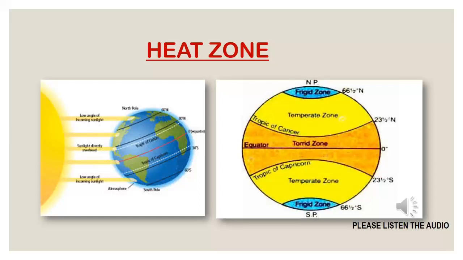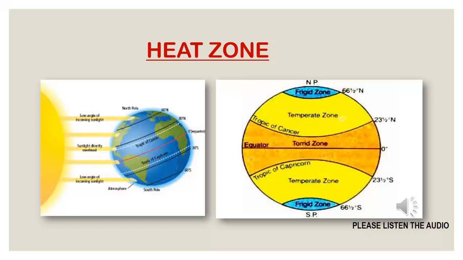Everybody can see the first one is the torrid zone. This zone lies between the Tropic of Cancer and the Tropic of Capricorn. The zone experiences high temperature throughout the year because the rays of the sun fall vertically on this region, making it extremely hot, and most of India lies in this zone.